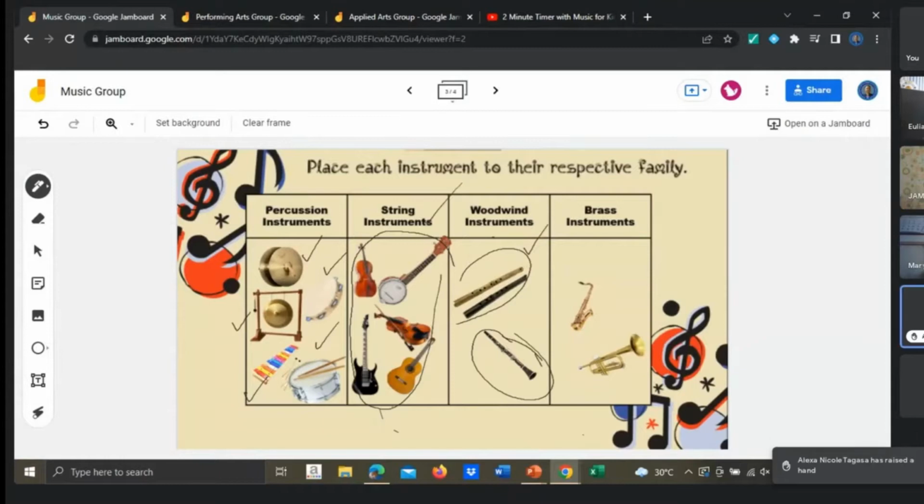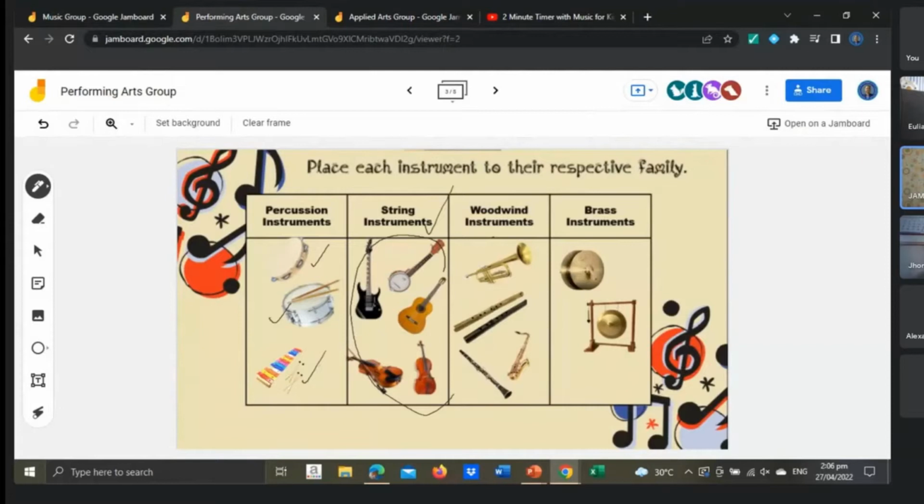Yes, Alexa? Brass instruments po. Okay, so we can place the clarinet in the brass instrument since this is made up of brass or metal and it also produces sound by blowing. So this will be in the brass instrument.